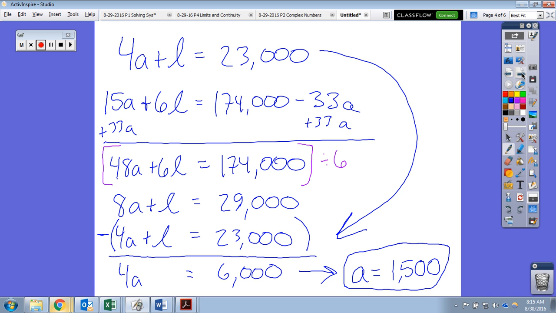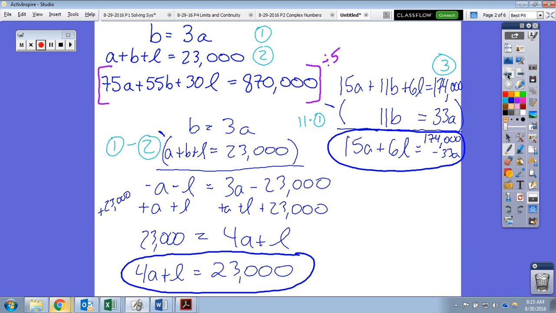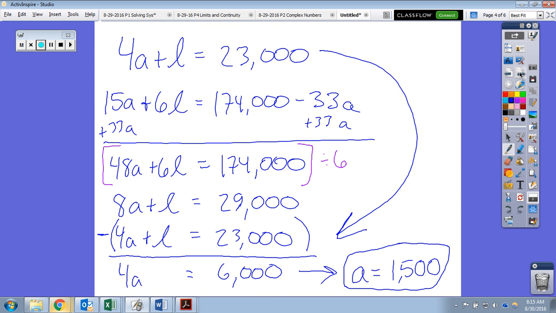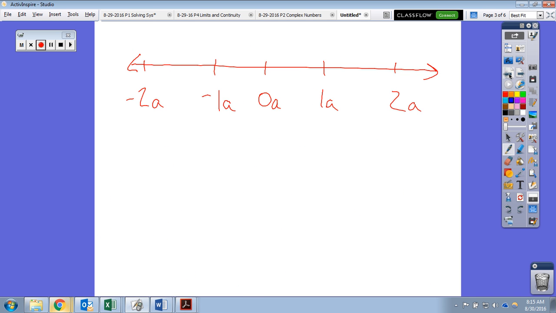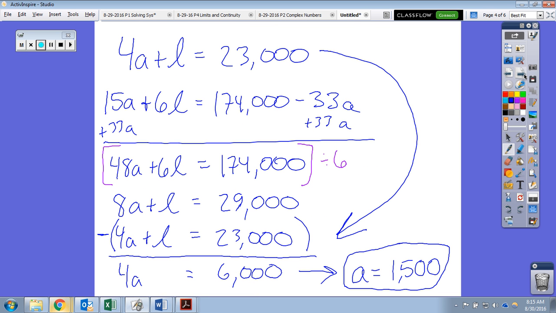So now that we're here, we're going to go back to, and it doesn't matter which of the two equations that we made, the ones that I brought over to here. It should not matter which one I plug the 1,500 for A into. I think we have a simplified form, the 4A plus L equals 23,000. You can choose whichever one you want, whichever is more convenient. I'm going to go ahead and choose this one. 4A plus L equals 23,000. So let's go ahead and do this.